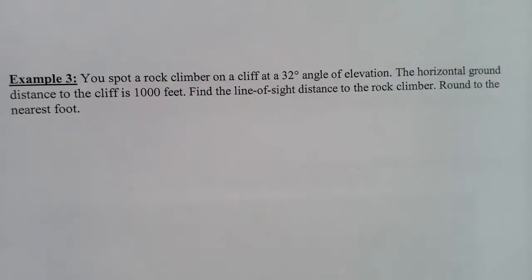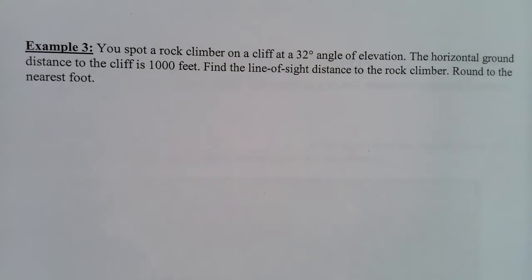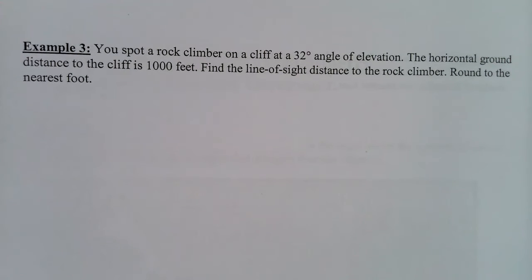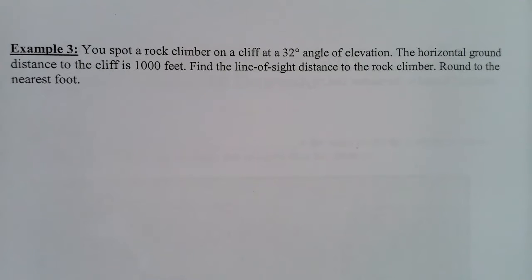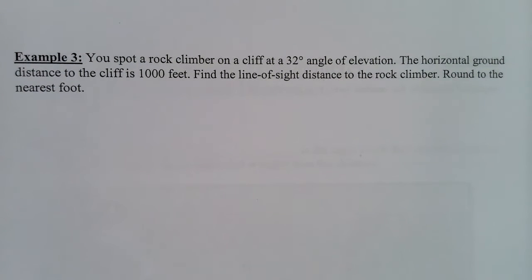Now, sometimes you don't have the pictures drawn, so you should draw them yourself. Okay, so here we go. You spot a rock climber on a cliff at a 32-degree angle of elevation. The horizontal ground distance to the cliff is 1,000 feet. Find the line of sight distance to the rock climber, rounded to the nearest foot this time.